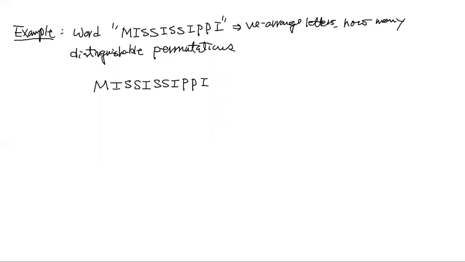Okay, so let's try to figure out how many letters we have in total. So we have 1, 2, 3, 4, 5, 6, 7, 8, 9, 10, 11, right? So total letters we have 11. Now let's search for the repeats. Okay, so the first one I find, i is repeated. So I have 1, 2, 3, 4, right? So I have 4 repeated i's.